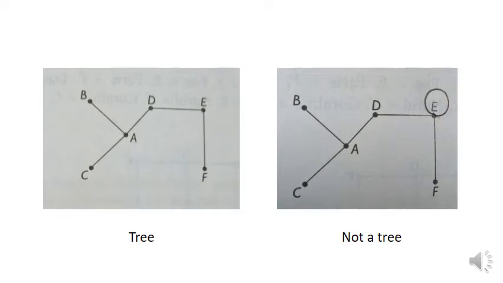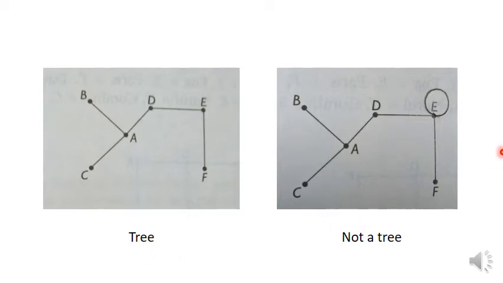Look at the next example. Look at this graph. Is it a tree or not? Yes, this graph is a tree. So the answer is tree. Because in the graph, there is no loop. Because no circle edge in the graph. So this graph is a tree.